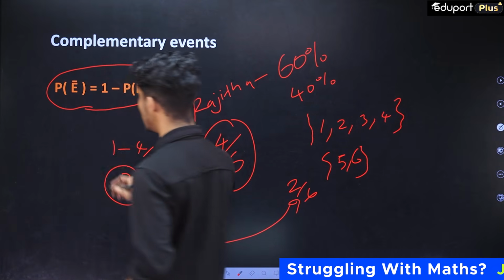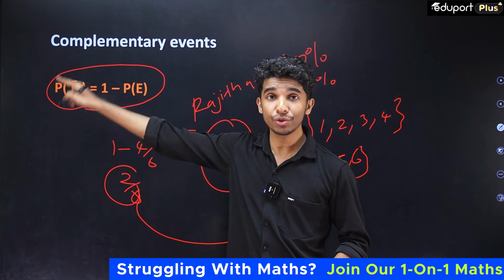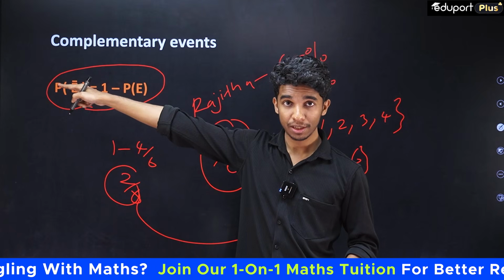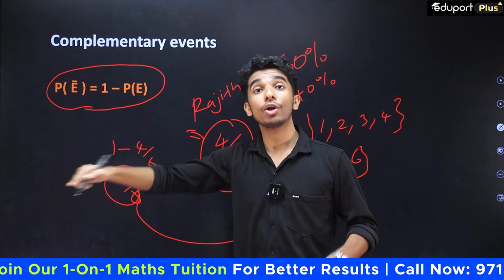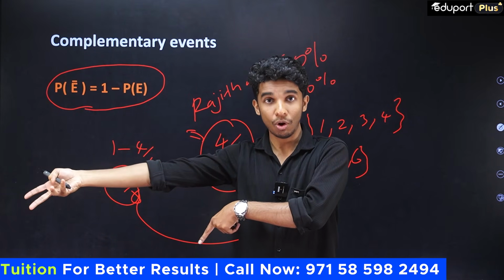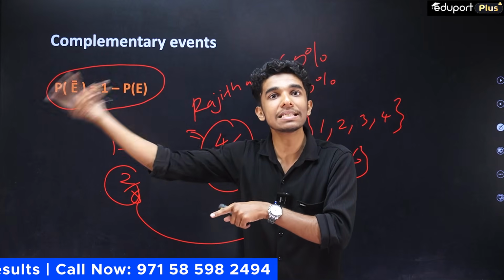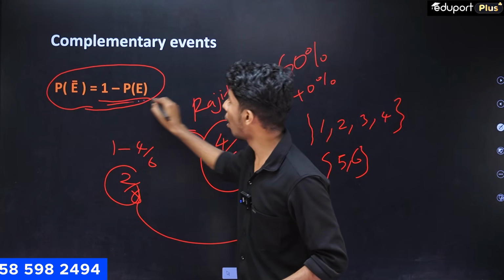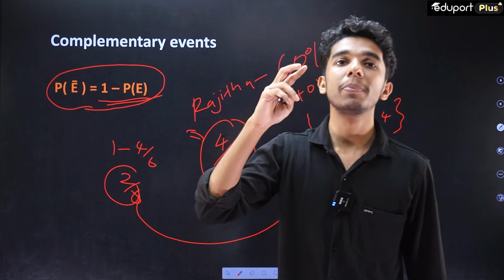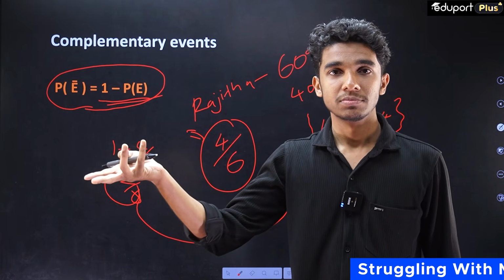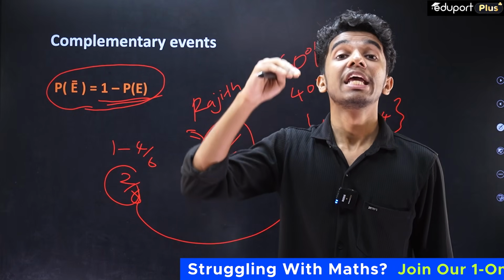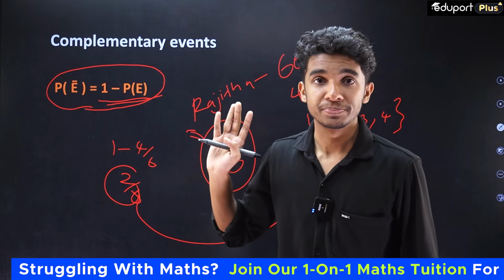So the concept is, if you are asked to find the probability of the complement, that is, of the event not happening, just do 1 minus P of E, 1 minus the probability of the event. You will get the probability of the event that is not going to happen.